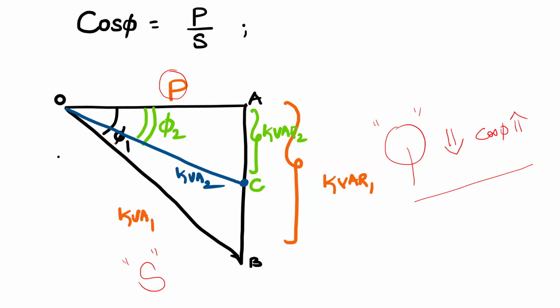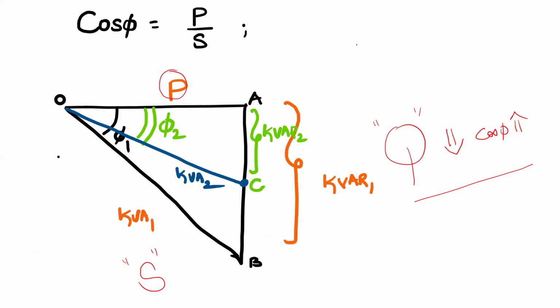Observe the first triangle OAB. We have kVAR1 there, and the value is kVA1 and P. If I improve from B to C, the kVAR will reduce, and obviously there is some improvement in the power factor. Phi 1 is reduced to phi 2. There is some reduction in the angle, and obviously there is some improvement in the power factor. That's the only line. What's the formula for cos phi? Cos phi is equal to P by S.